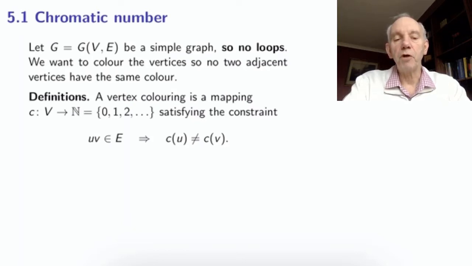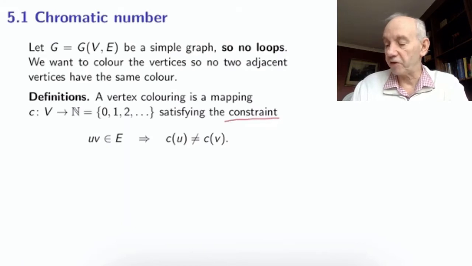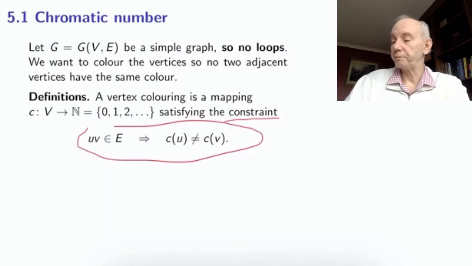And the property I mentioned is expressed by this constraint that if we have an edge, that is, if we have two adjacent vertices u and v, that means they form an edge, then the colours associated to those vertices must be different. So if uv is an edge, C of u is not equal to C of v. C is really the map that assigns to a vertex its colour. And I'll call this the constraint. And I'll keep referring to this when we're colouring vertices. This condition I'll call the constraint. So that's what a vertex colouring is.